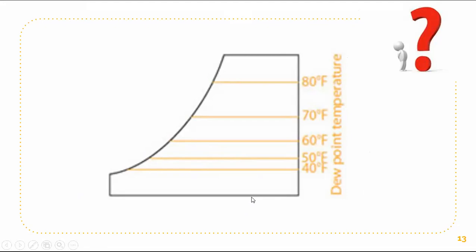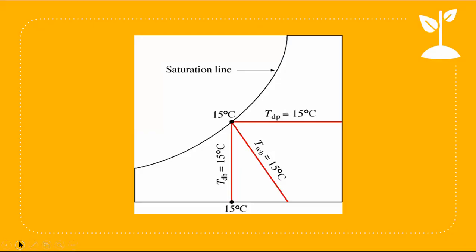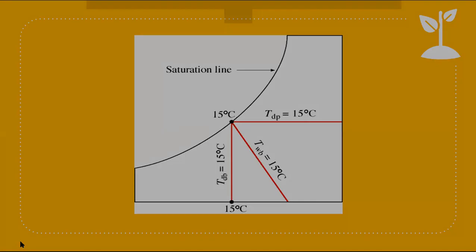It's so easy to distinguish the three temperatures because dry bulb will be vertical, wet bulb will be slanting, and dew point will be horizontal. So that's the difference of the three. If you're going to sum up everything, this is your dry bulb, this is your wet bulb, and this is your dew point. So it's not a problem being confused about which is which because they are read differently from the chart. Now we move on.